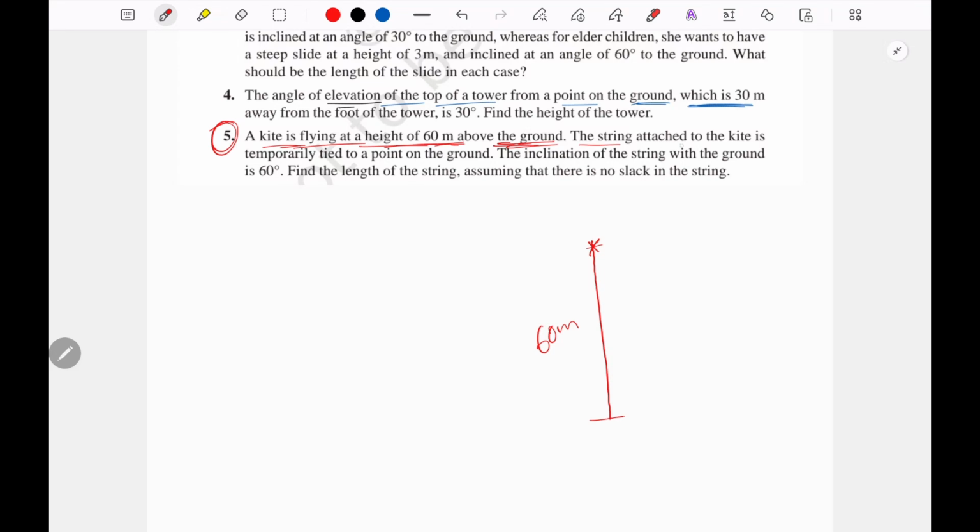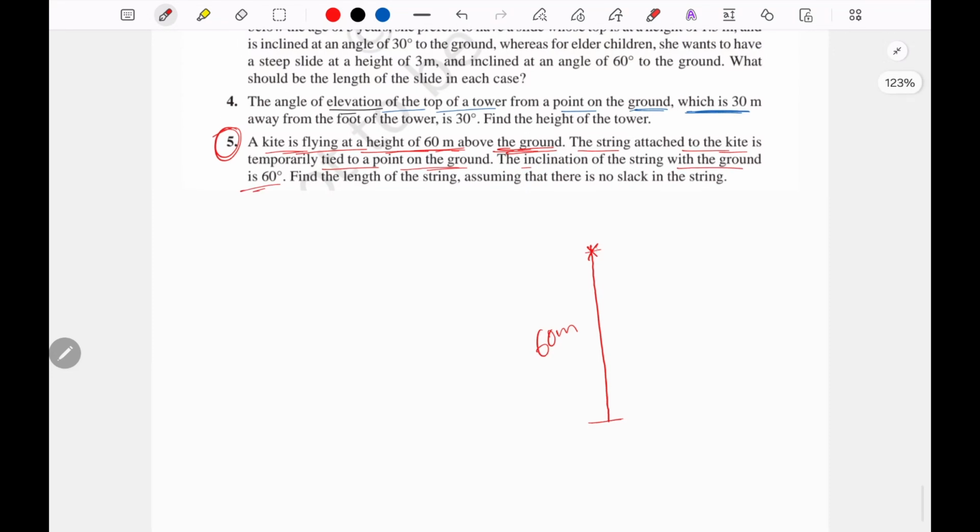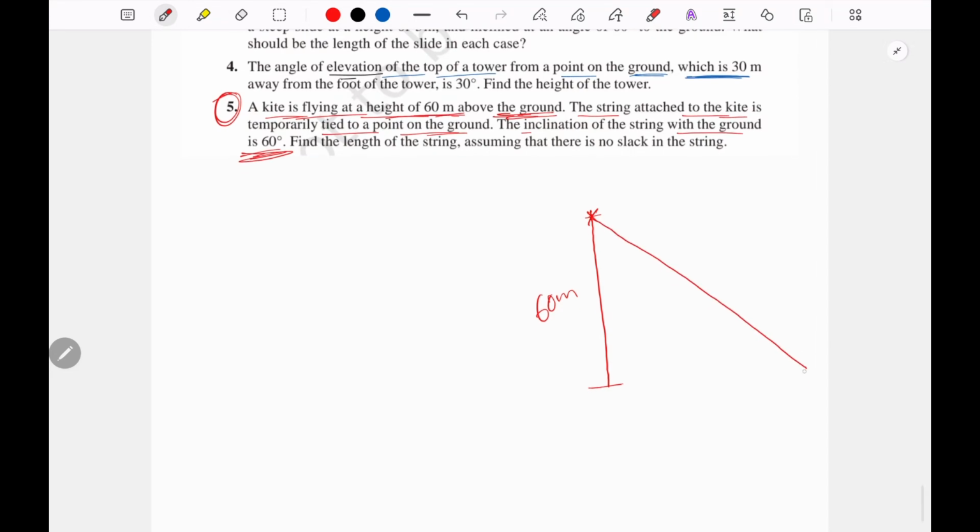Now the string attached to the kite is temporarily tied to a point on the ground. The inclination of the string with the ground is 60 degree. That means from this kite a string is tied to the ground. So this is the string which is tied to the ground, this is the ground, and the inclination angle is 60 degree. Find the length of the string.